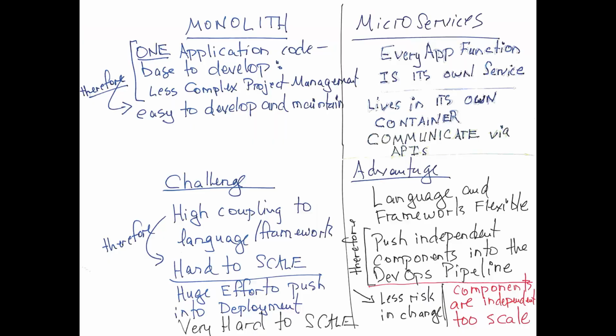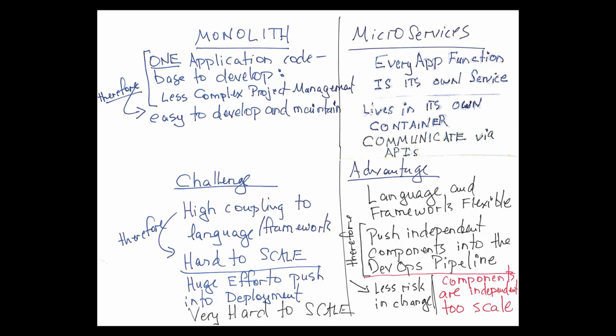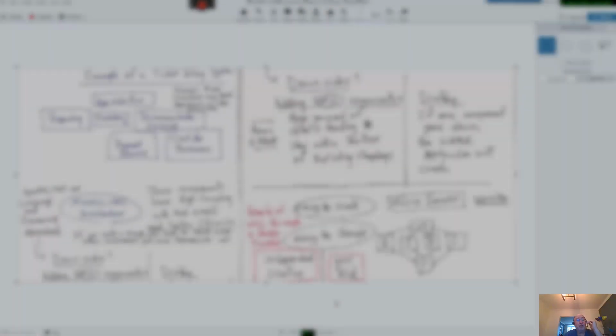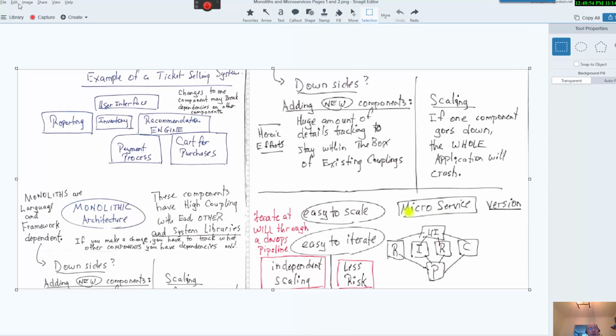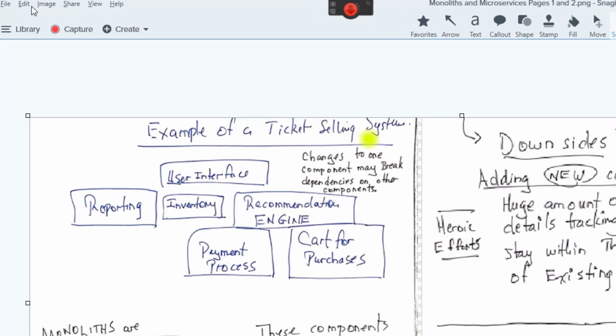Advantages of the monolith: they're easy to develop, deploy, and manage. But there are some disadvantages with a monolithic architecture we need to understand to motivate the need for microservices. Now let's look at a simple example and compare how it would work in both a monolithic architecture and a microservices architecture. So our example here is a ticketing system.